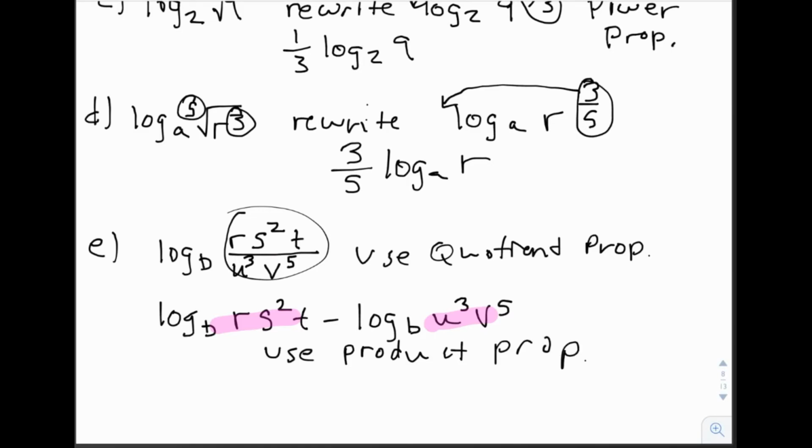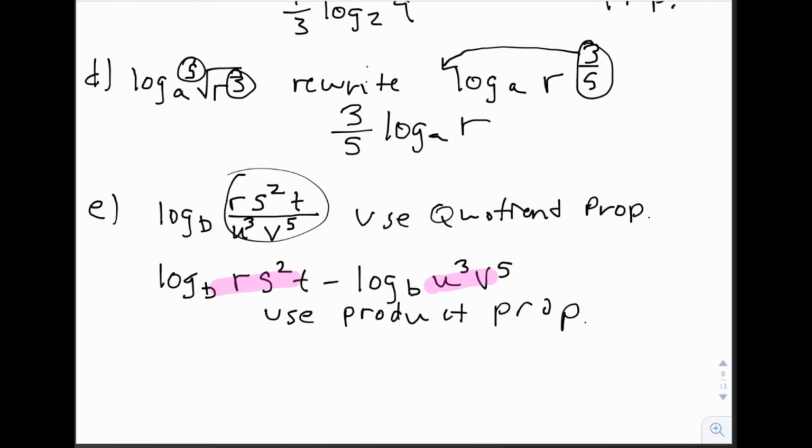So using our product property, we can go ahead and pull this apart. Our product property stated that as long as we have our same bases, we're going to go ahead and add those together. So in this case, log base b of r, plus log base b of s to the 2, and then last we have a log base of b, and then our last piece that we had multiplying was this t.